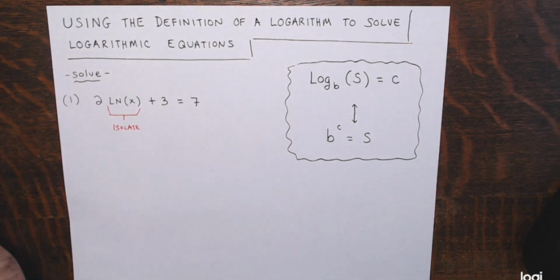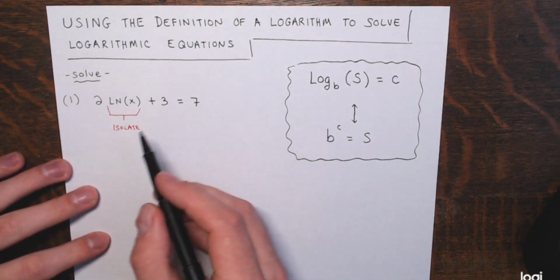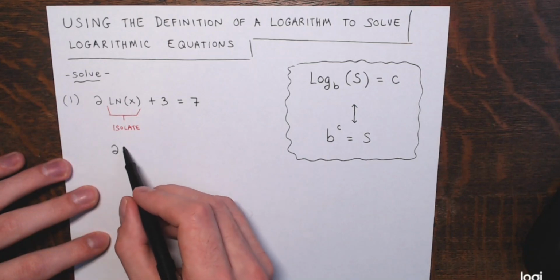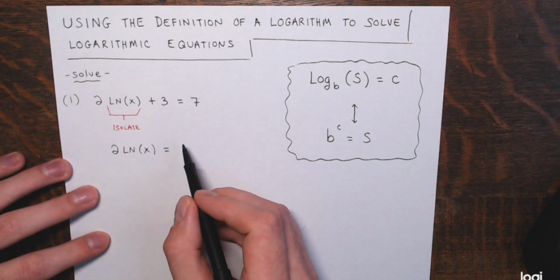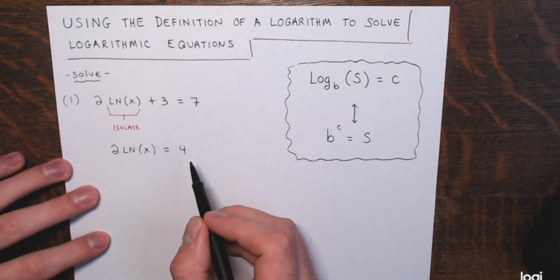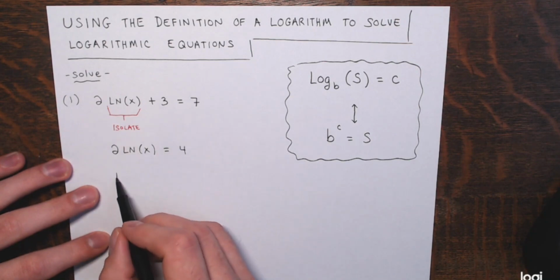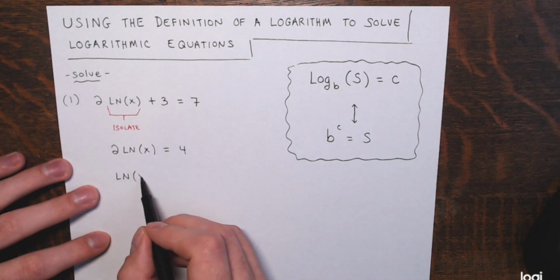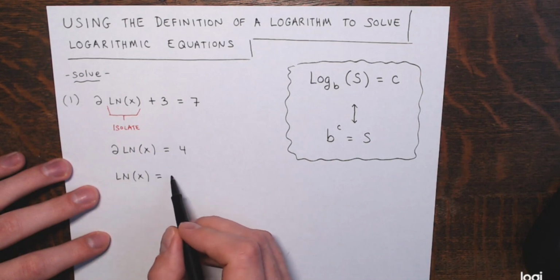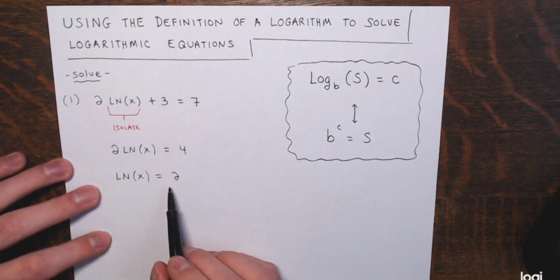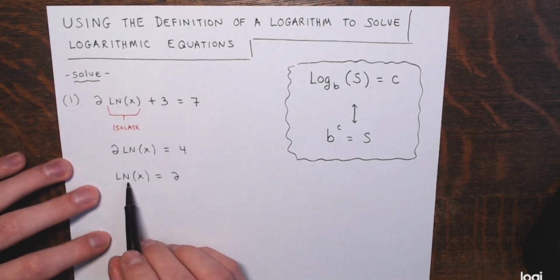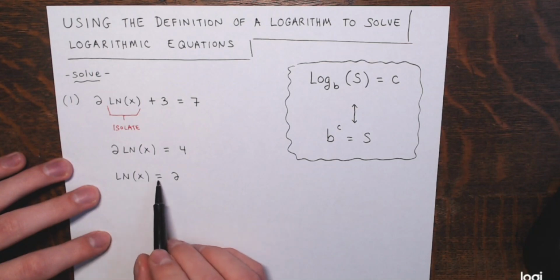Alright, so first I would be subtracting 3 from both sides. So we have 2 times the natural log of x equals 7 minus 3, which is 4. Then divide both sides by 2. We have the natural log of x equals 2. So there's a nice statement in logarithmic form, right? I have a logarithm base e of x equals 2.